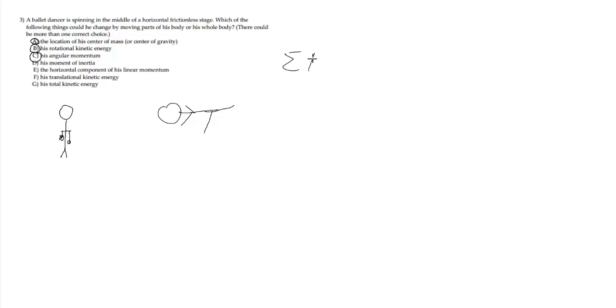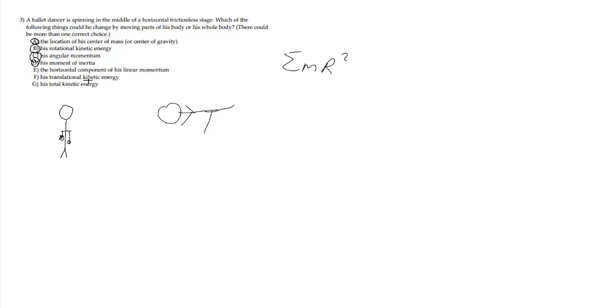If you recall, moment of inertia is the sum of mr squareds. So if it is the sum of mr squareds, then if you change either m or r, then you can easily change your moment of inertia. The next, so D is possible.